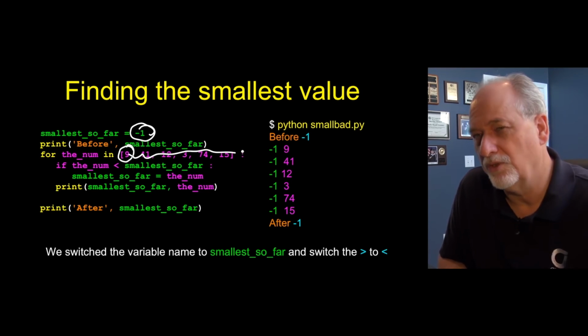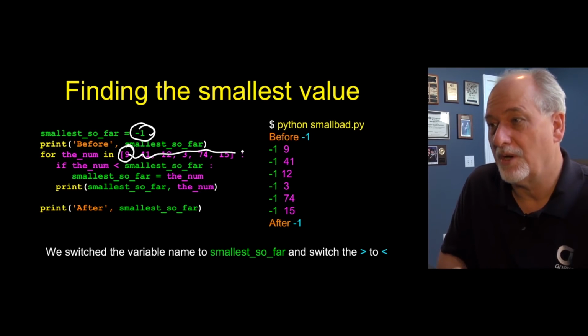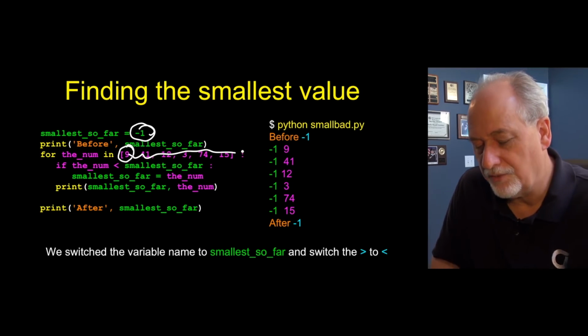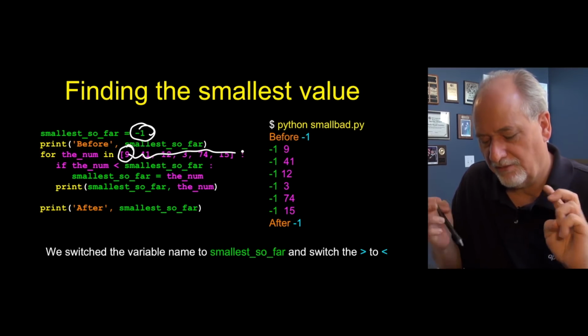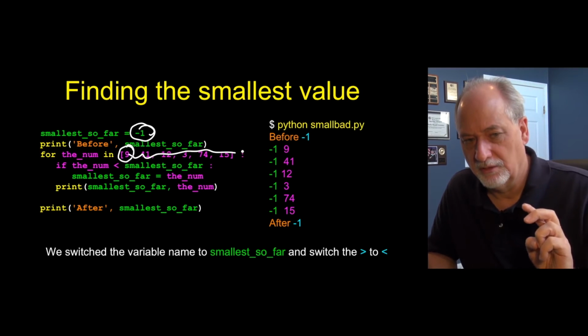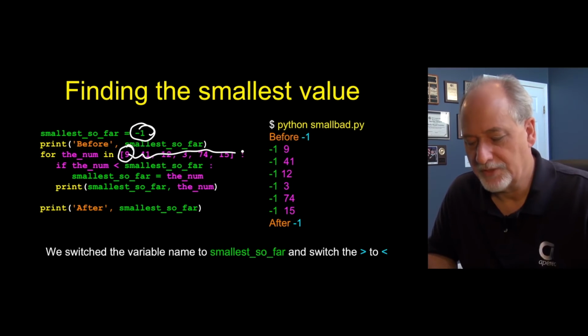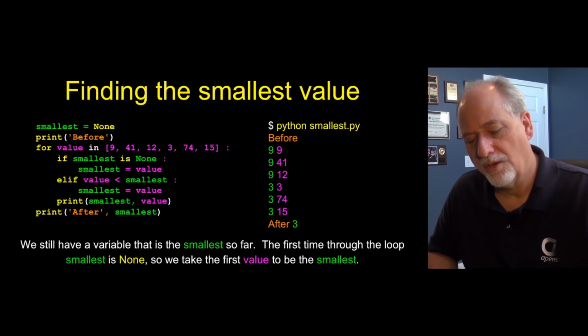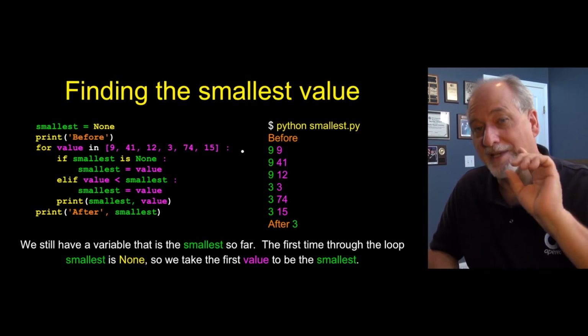So we have to construct a loop that deals with the fact that we want to capture the first value as our hypothesis for smallest so far. So how do we do that? Let's take a look. What we do is we use yet another type.